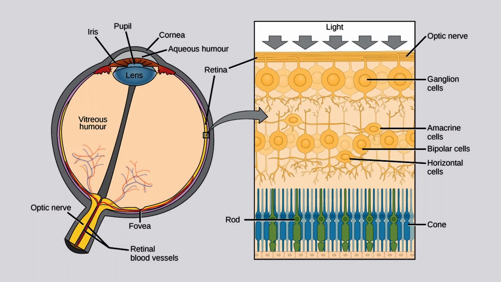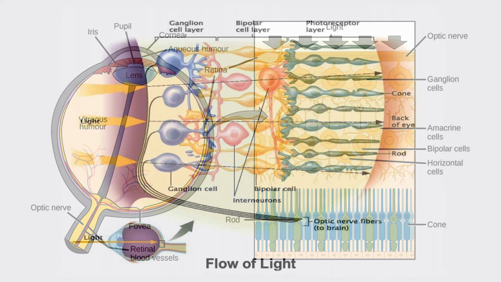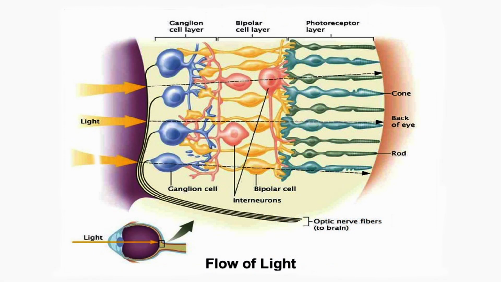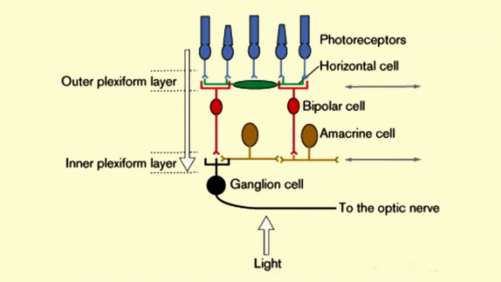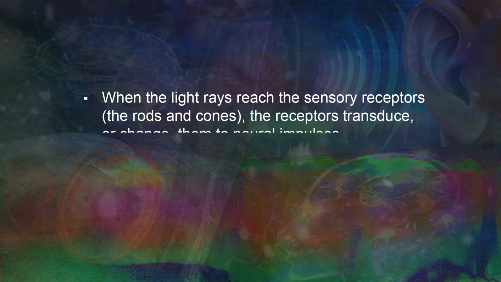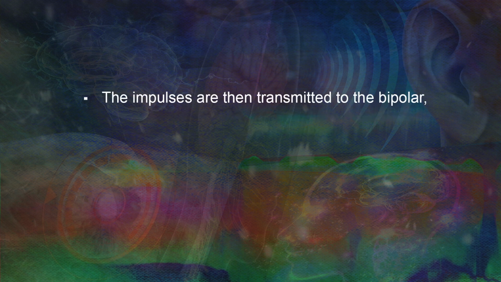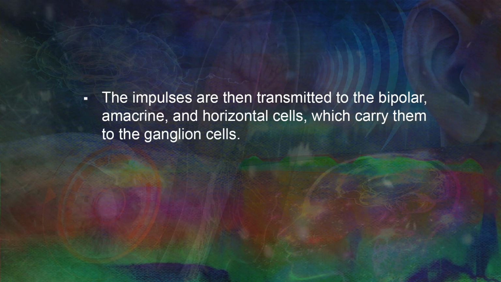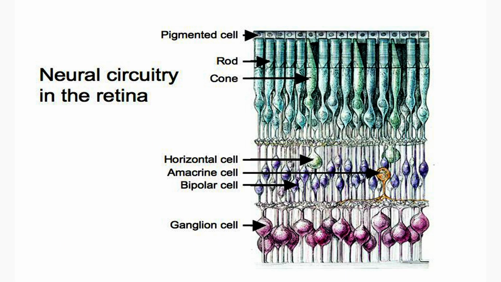Before light rays reach the sensory receptors on the rods and cones, they pass through 4 layers of tissues, each of which contains specialized neurons: ganglion cells, amacrine cells, bipolar cells and horizontal cells. When the light rays reach the sensory receptors, that is the rods and the cones, the receptors transduce or change them to neural impulses. The impulses are then transmitted to the bipolar, amacrine and horizontal cells, which carry them to the ganglion cells. The approximately 1 million axon-like extensions of the ganglion cells are bundled together in a pencil-sized cable that extends through the wall of the retina, leaving the eye and leading to the brain.